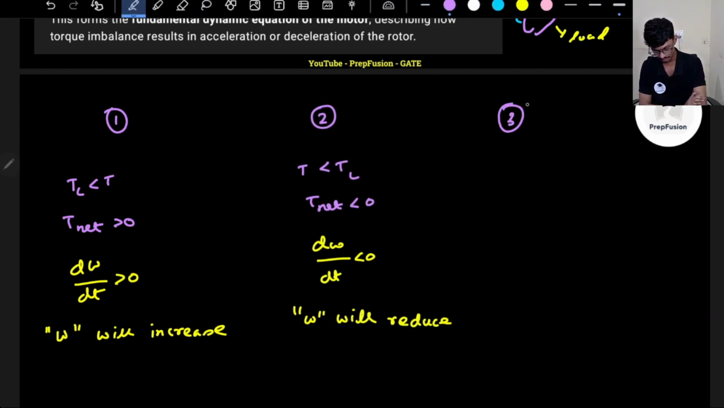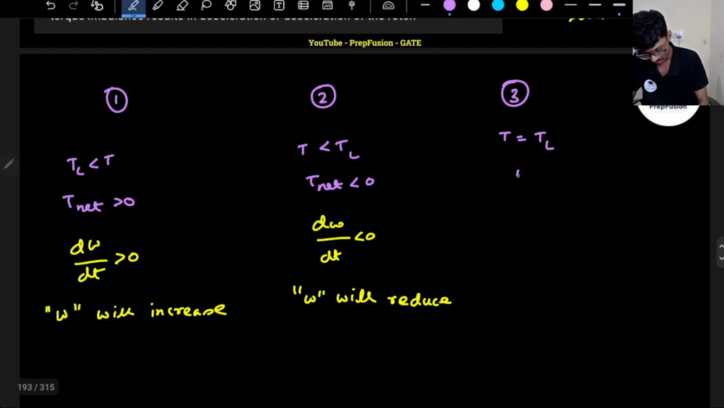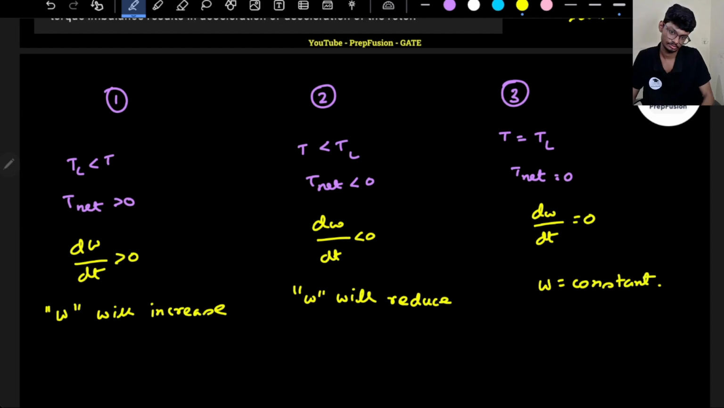And in case 3, if the developed torque is equal to TL, that means the net torque is 0. That means omega will be constant, that is, d omega by dt is 0. That means omega is constant. So there will not be any acceleration, neither deceleration, right? So these are the 3 cases.